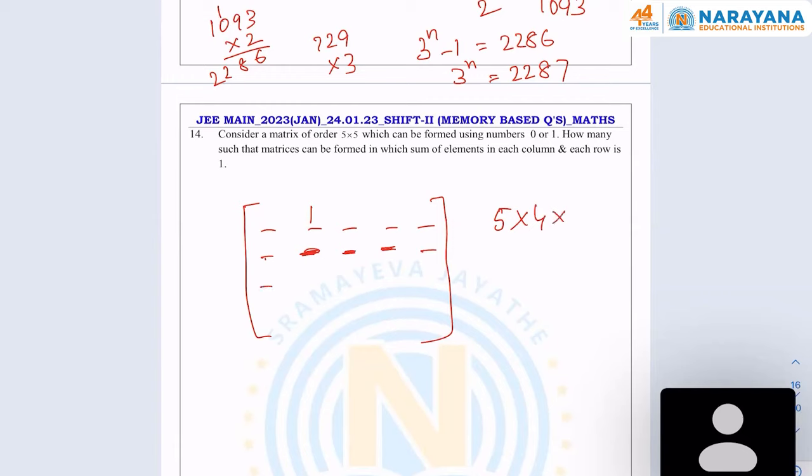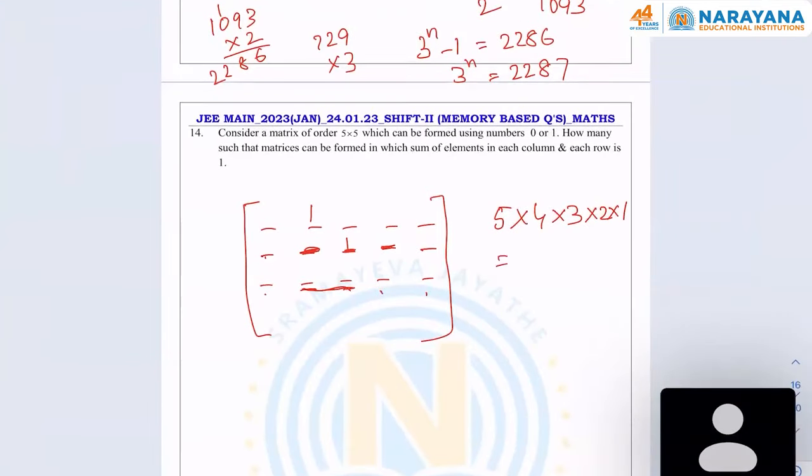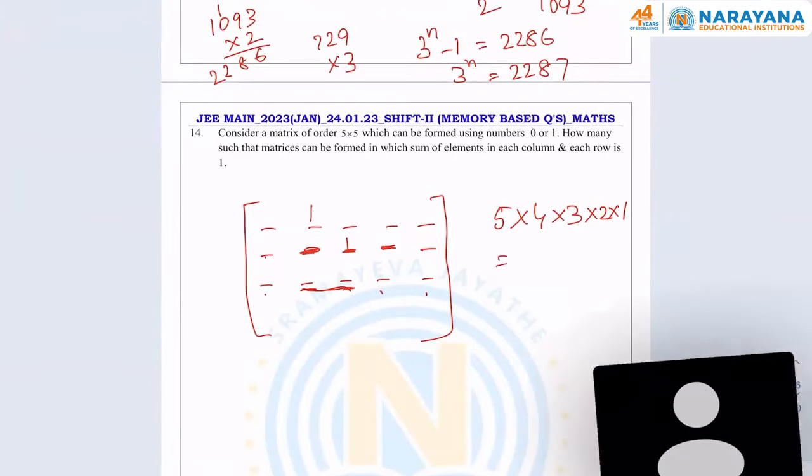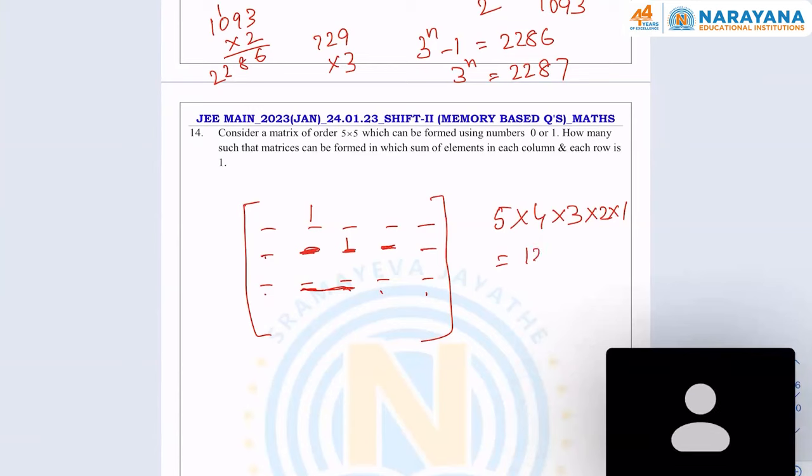Similarly, for the third row, how many choices does it have? Suppose here I'm taking 1. Now here and here 1 can't come. So 1 should come either here, here or here. So it has three choices. So 5 into 4 into 3, similarly 2 into 1. The product is 5 into 4 into 3 into 2, which is equal to 120.